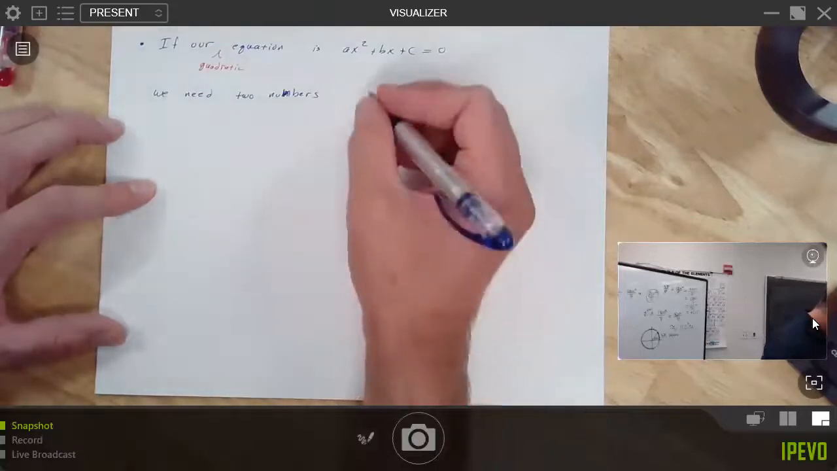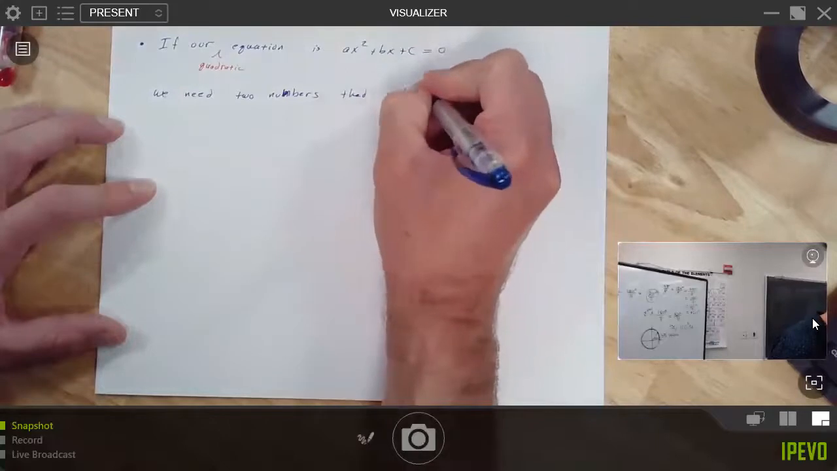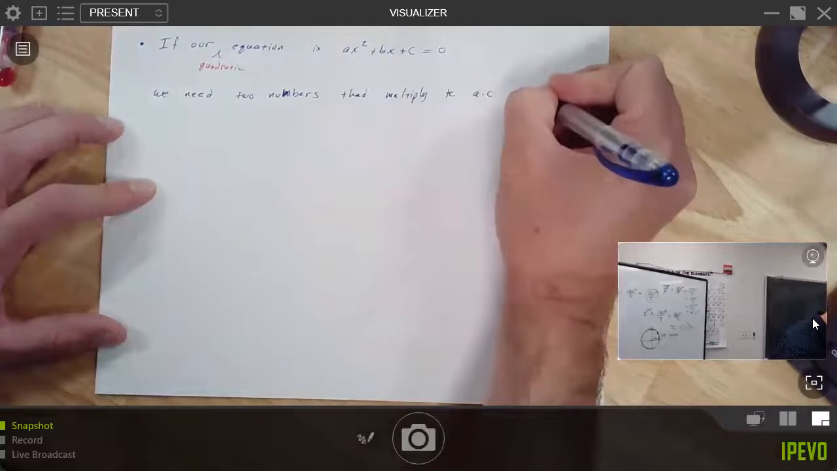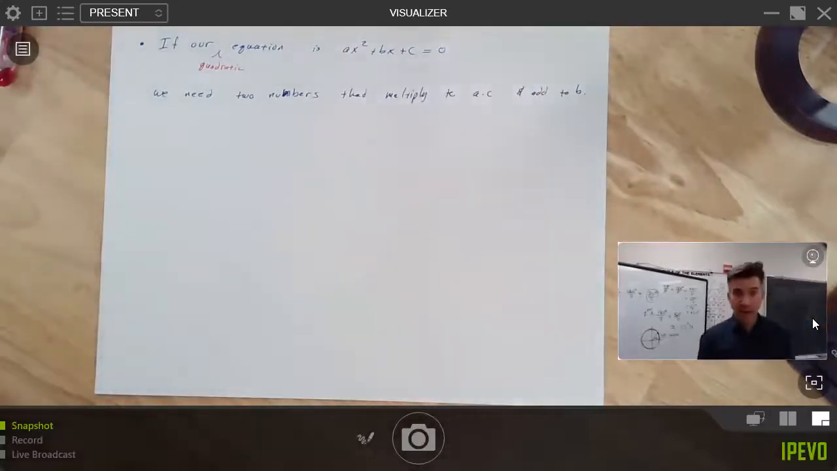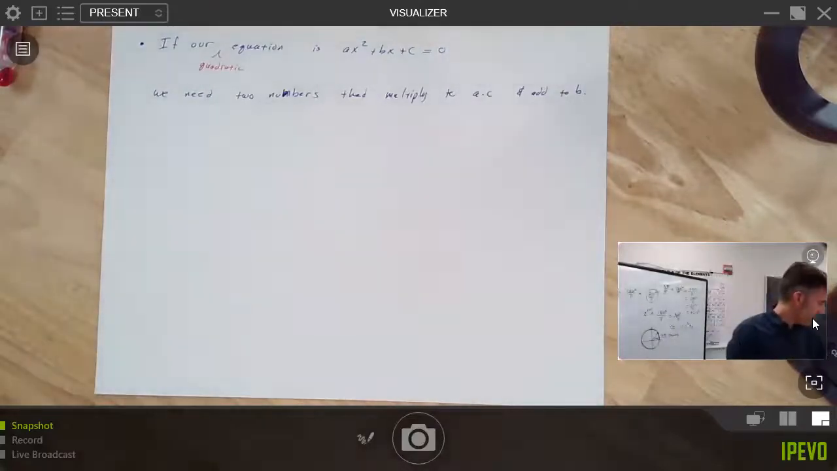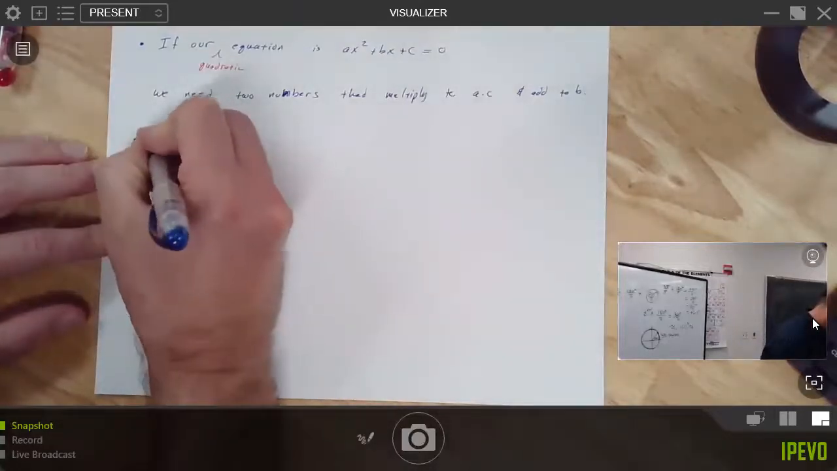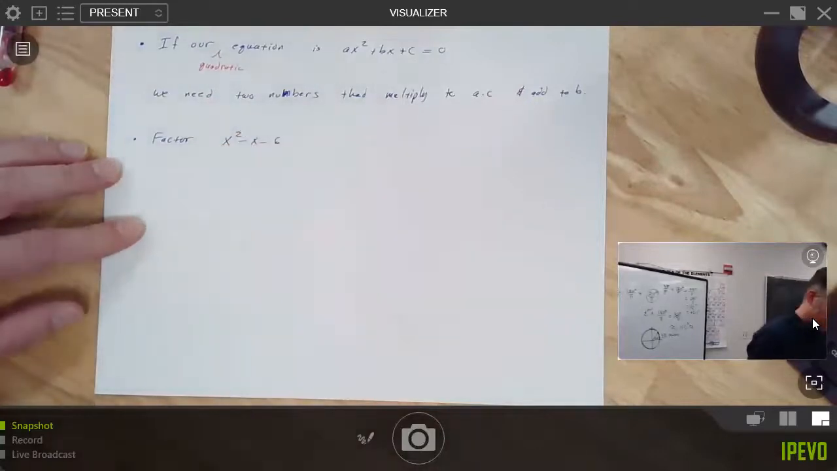Two numbers that multiply to a times c and add to b. If we can find that, then we can do this process every time. So let's look at some examples. We want to factor x squared minus x minus 6.